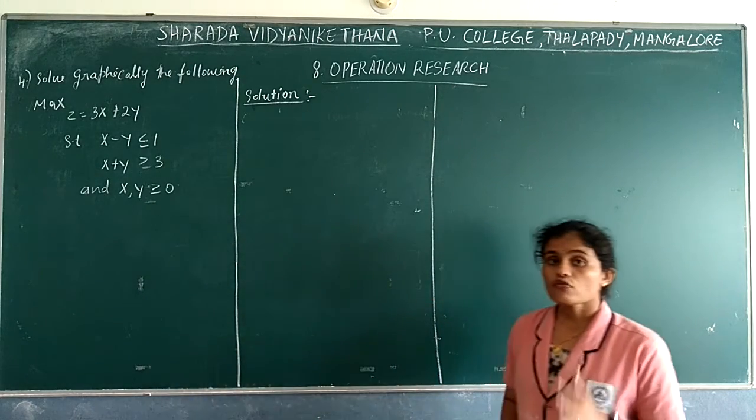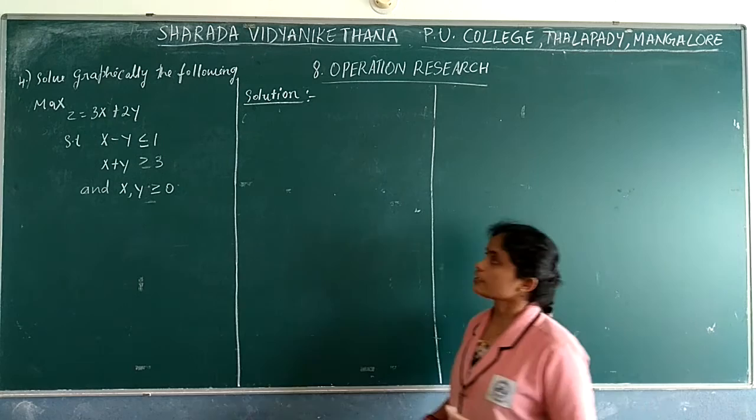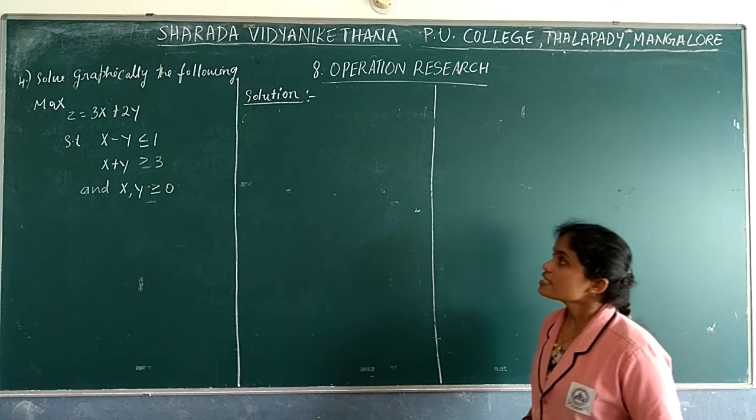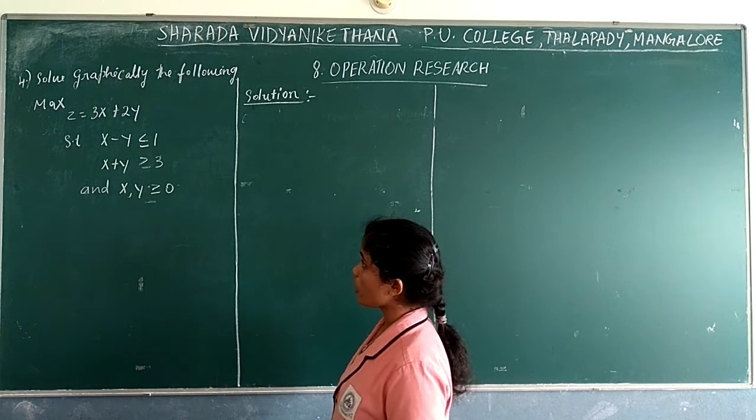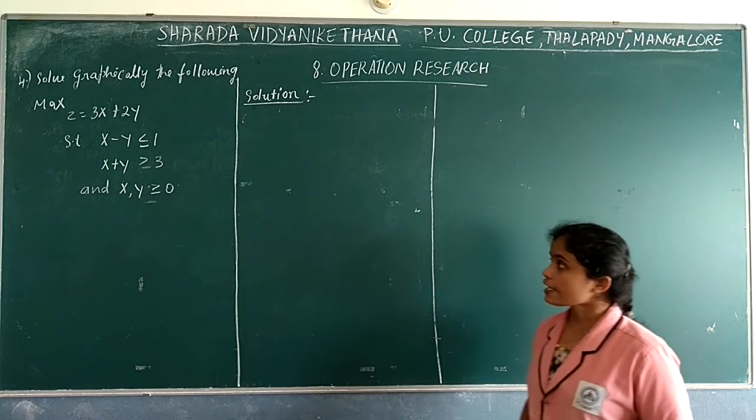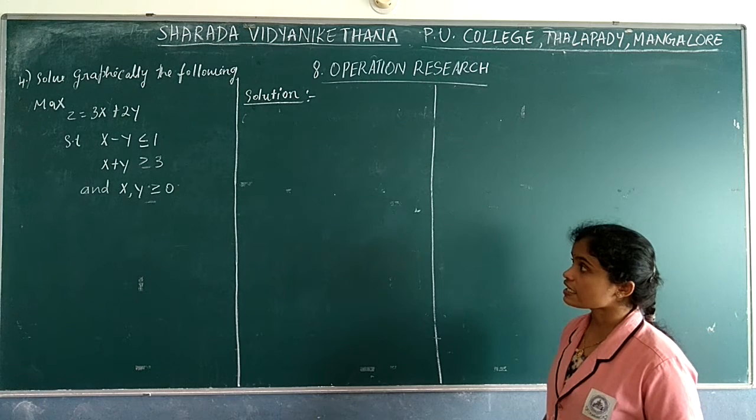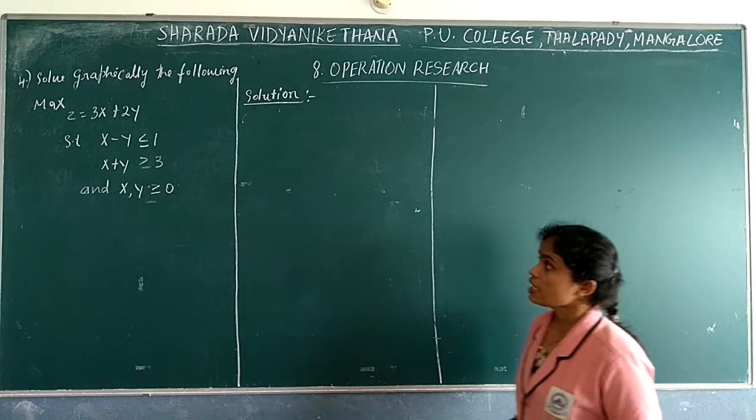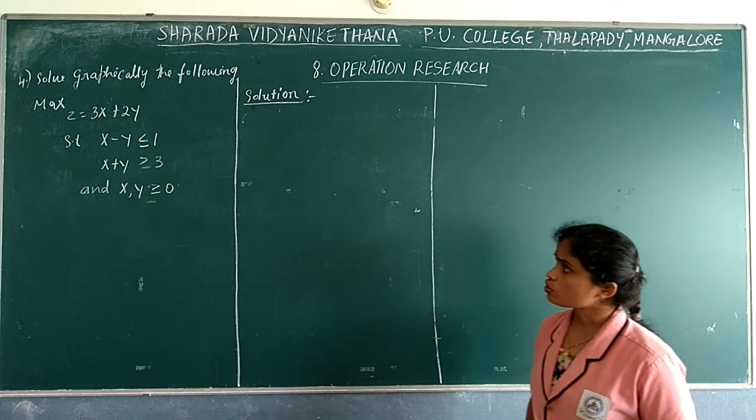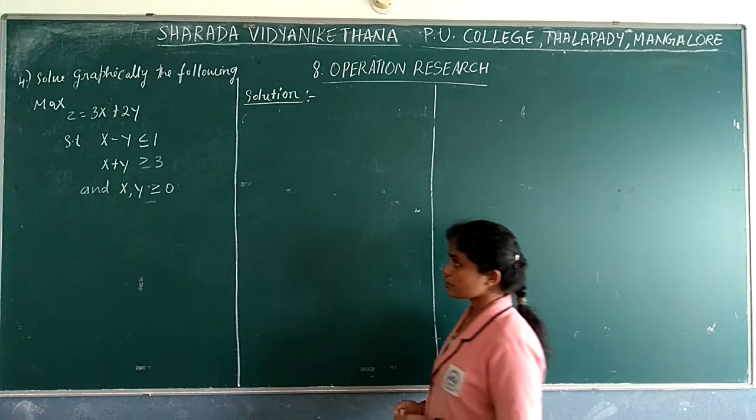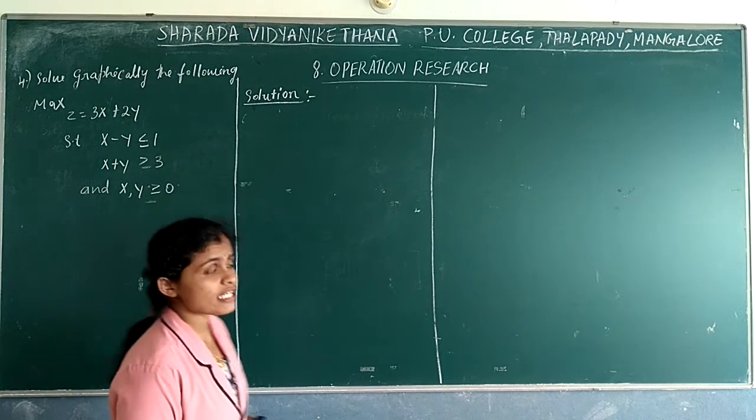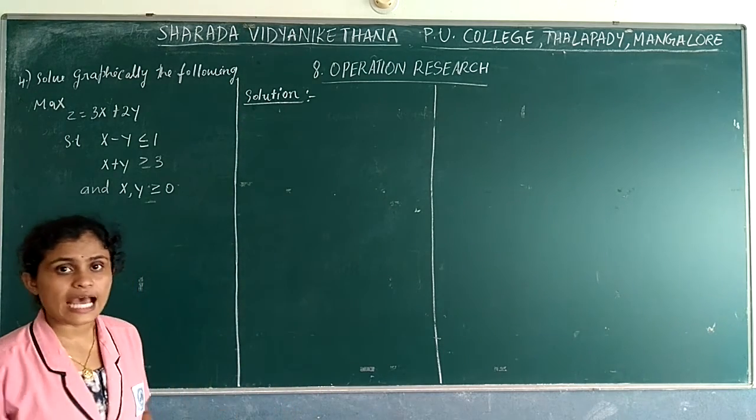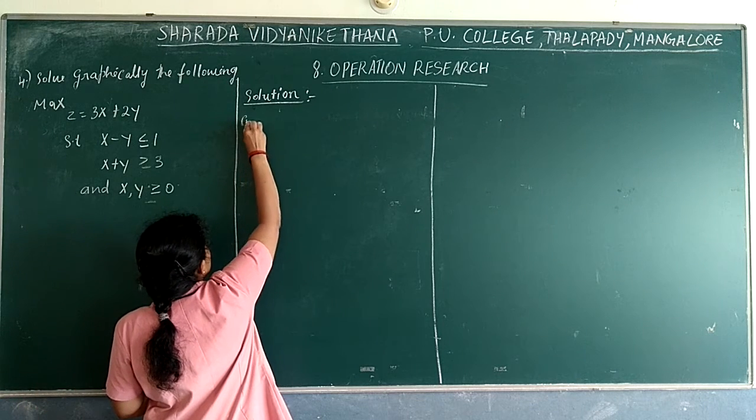Now here we are on the fourth problem in case of graphical type. That is, solve graphically the following. Maximum z is equal to 3x plus 2y subject to constraints x minus y less than or equal to 1, and x plus y greater than or equal to 3, and x, y greater than or equal to 0. So what is the first step? We have to consider the unequal constraints as equal.